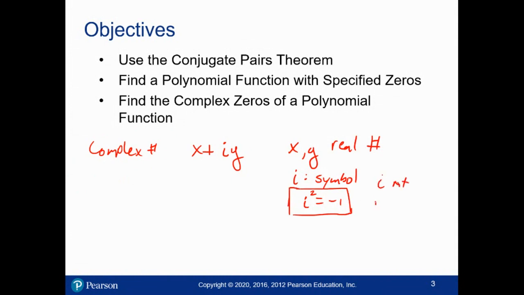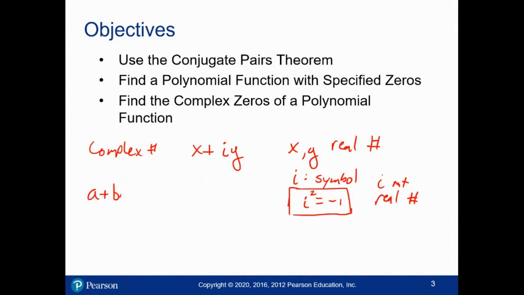i is not a real number, because there is no number that when you square it, you get -1. I just declare that this symbol, if I square it, gives -1. Okay? Now if I take any real number plus any real number times this new symbol, I call it a complex number. You can add them just like you would add anything else.